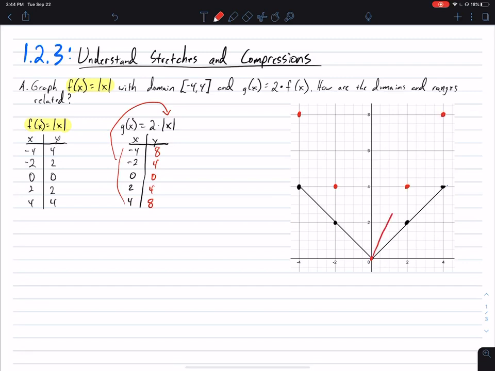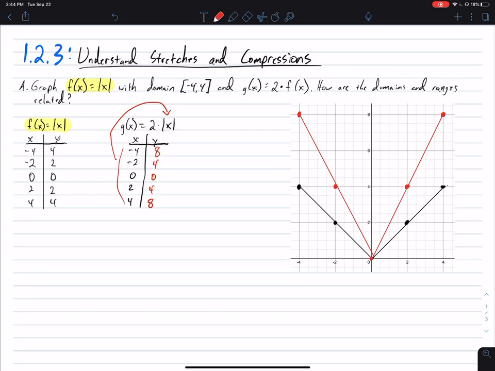Now I'm going to do the same thing. I'm going to connect these. It's not the straightest of lines. And one more time, I'm not going to extend past that -4, 4 because we're still looking at that as my domain. All right, so what happened to my graph here?